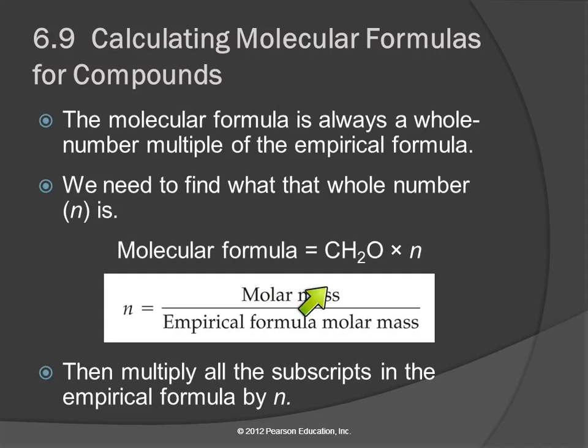So the molar mass tells you the mass of 1 mole of this. You know the formula for the empirical formula. And so if we take the mass of the actual molecule and divide by the mass of our empirical formula, that's going to tell us how many times this fits into the molecular formula. Does that make sense? Maybe it'll make more sense when we do an example. When we find that n, then we just multiply all the subscripts in the empirical formula by that number n.